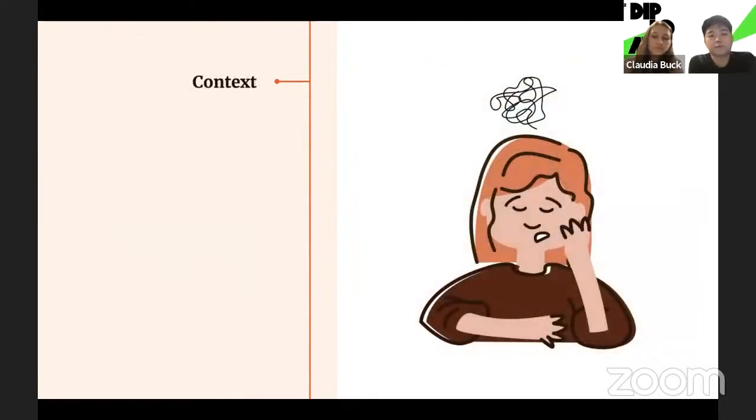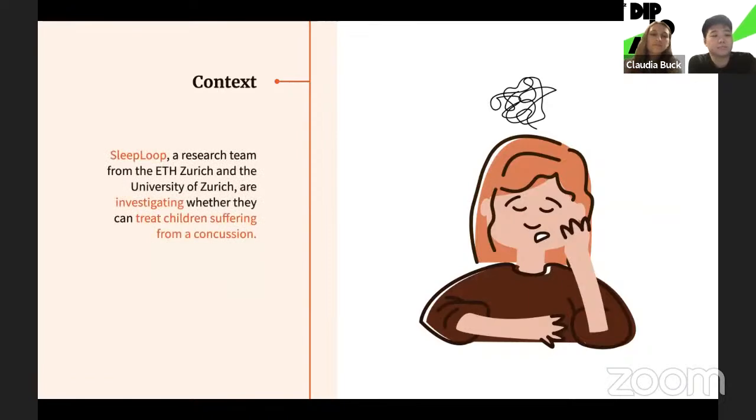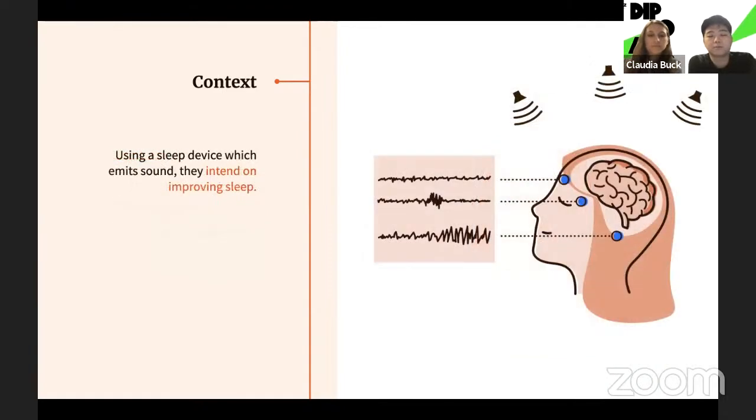To give you a bit of context, in our project, we collaborated with a research team from the ETH Zurich and the University of Zurich called Sleep Loop. Sleep Loop are creating a treatment for children who have suffered from a concussion. They developed a device for at home that uses stimulating sounds to deepen the children's sleep in order to help them recover more quickly. And the duration of the treatment is exactly 1 week.